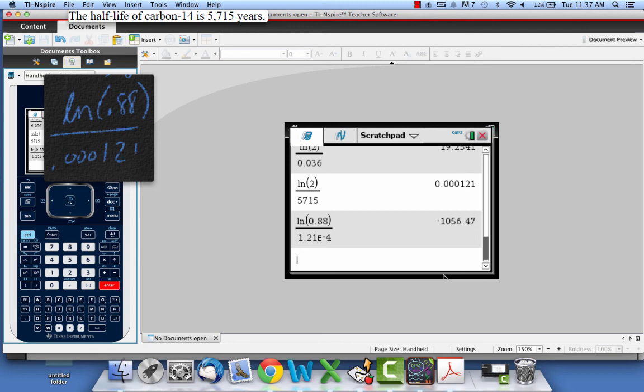And if you think, well, gosh, there's a lot of them left after that, to get down to 50%, it would take almost 6,000 years. So getting down to 88% in 1,000 years is pretty reasonable.